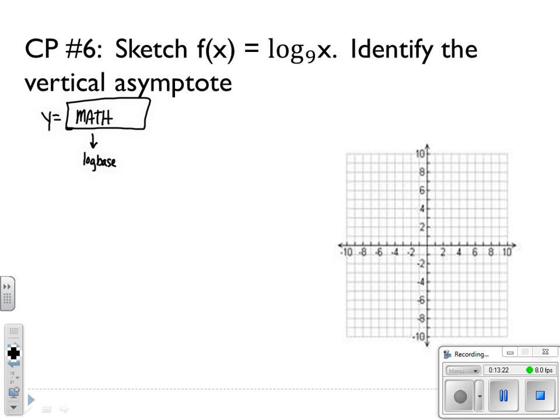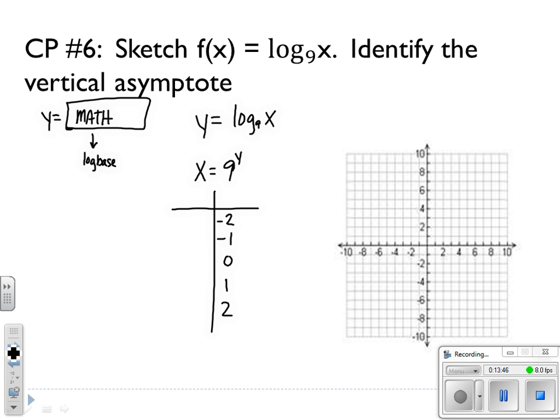For me, without that, I'm looking currently at y is equal to log base 9 of x. Rewriting that in exponential form, I have x is equal to 9 to the y. Well, that's not a very difficult function to come up with values for. Since 9 has a power of y, I picked y values this time, just for ease of that.